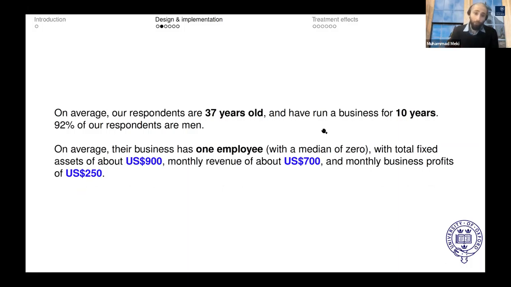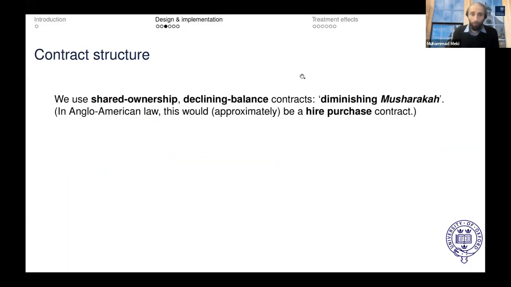We have a follow-on project which builds on this, which targets women specifically and just provides asset financing for women. I can discuss that in the Q&A. On average, these microenterprises have just one employee, and the median is actually zero employees. Total fixed assets is around $900 on average. If you think back to what I just said about us financing up to $2,000 of an asset, this essentially triples the fixed asset stock for some of these microenterprises, which is a large amount. Monthly revenue is around $700 and business profits around $250.